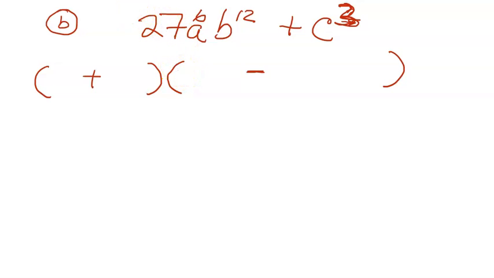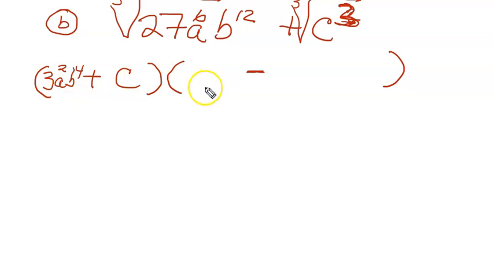Now, you take the cube root of this and the cube root of that. Now, the cube root of this, and we had this earlier, is going to be 3, and just divide the 6 by 3 and you get 2. Divide the b to the 12th by 3 here and you get 4. And then the cube root of c to the third is just plain c. All right, so you have that factor, this binomial factor.